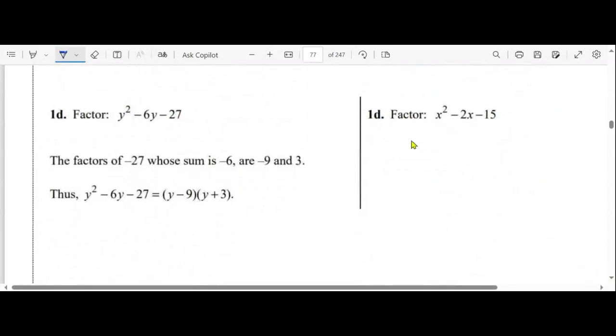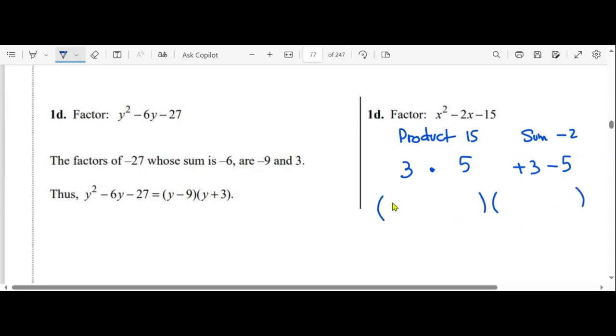The product of what? Of 15. And the sum has to be negative 2. So there's only 3 times what? 5. What's the sign? Negative. Negative 5 plus 3. Let's do this. X plus 3, x minus 5.